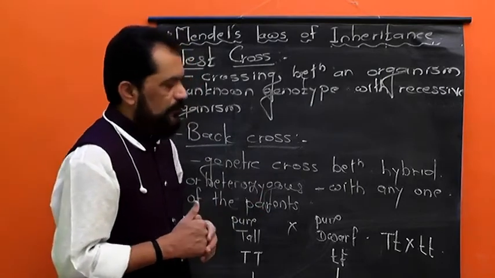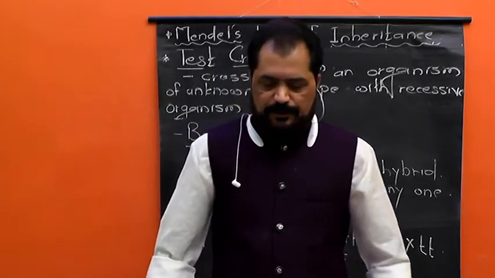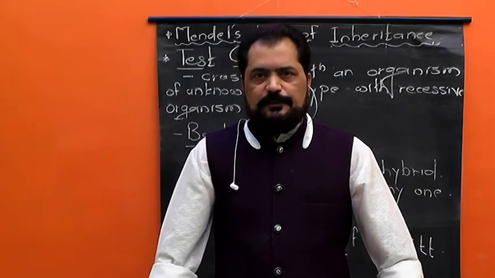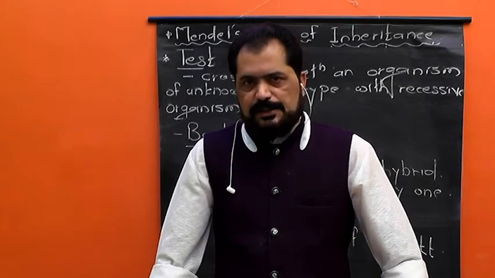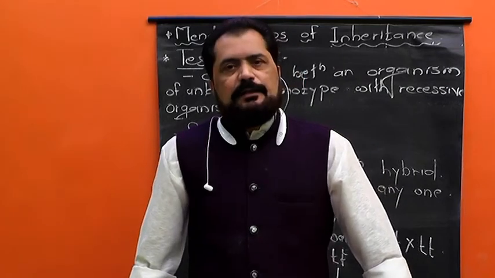Anyway, so here we have discussed the two topics in this lecture. That is, first of all, the law of independent assortment, and then we have discussed the test cross and back cross. So now today let us stop here.